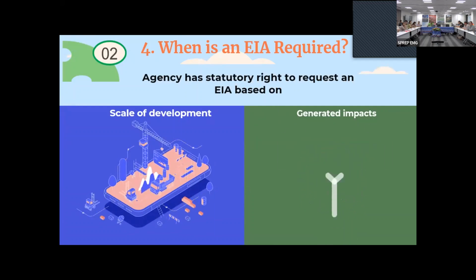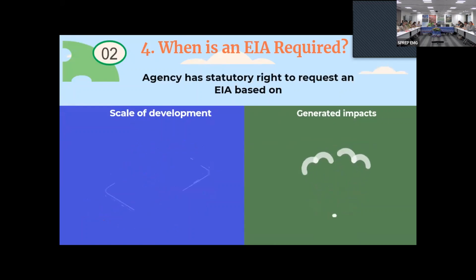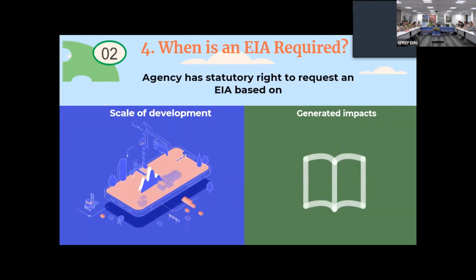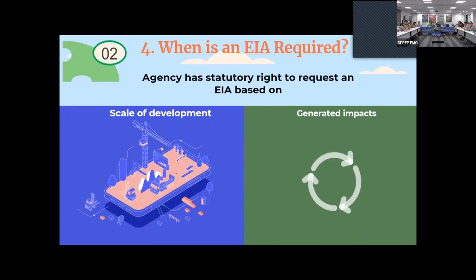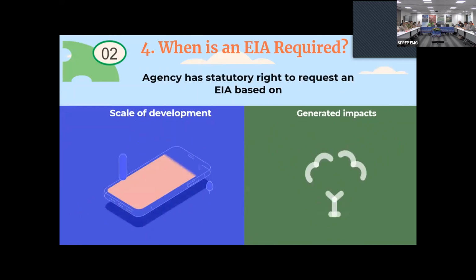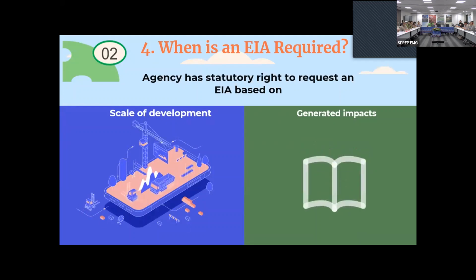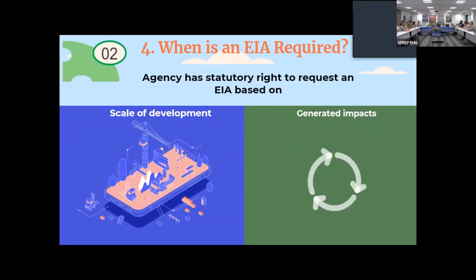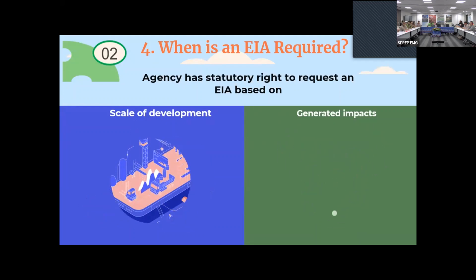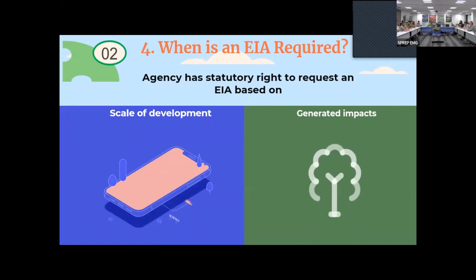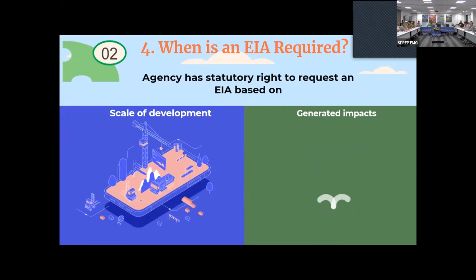And we will request an EIA based on the scale of your developments and also the potential generated impacts your development will have. And when we see that one of these 2 things is triggered, either the scale is very big or the generated impacts may be big, we will then request an EIA, and you must undergo the EIA process.